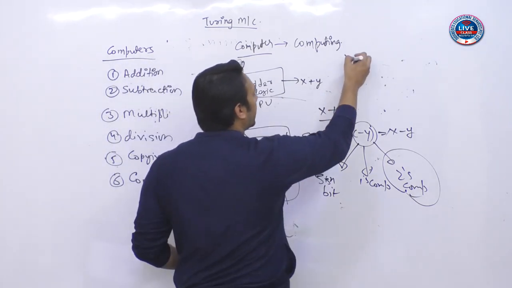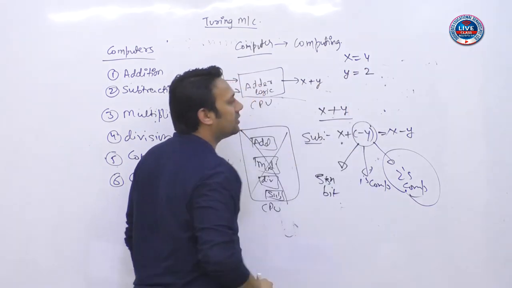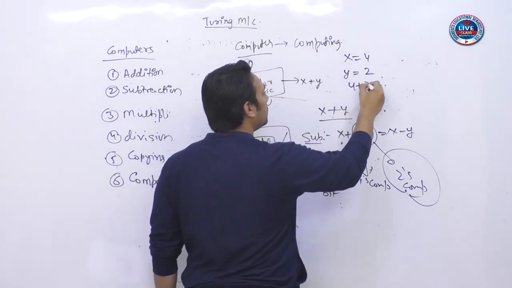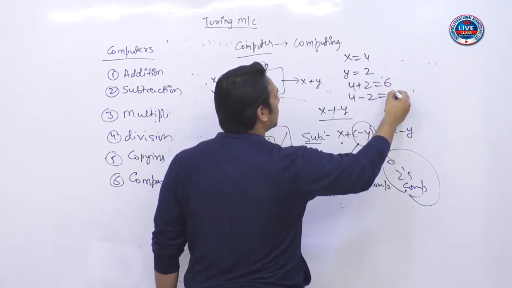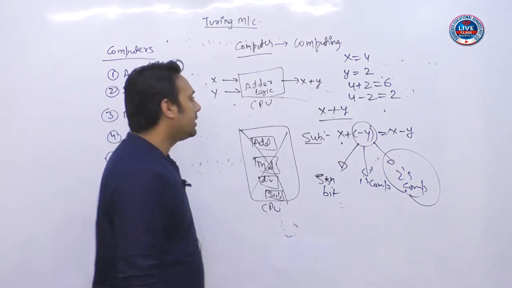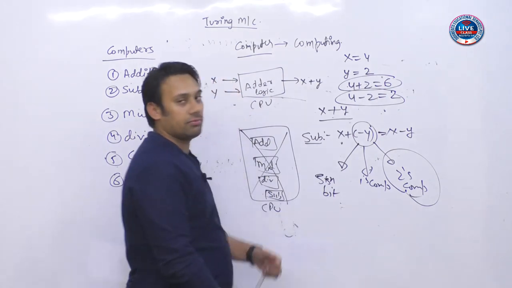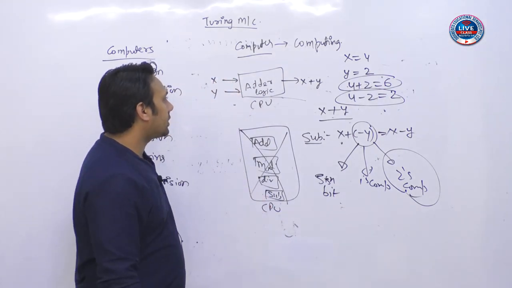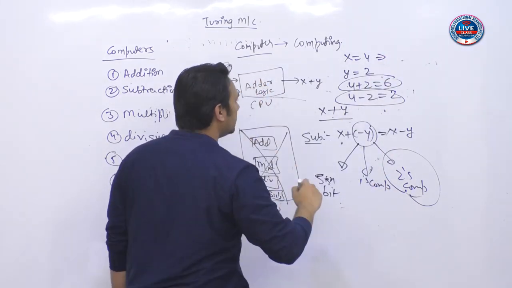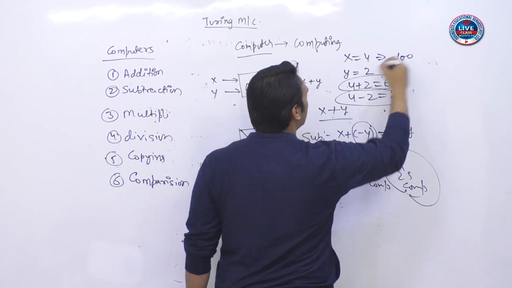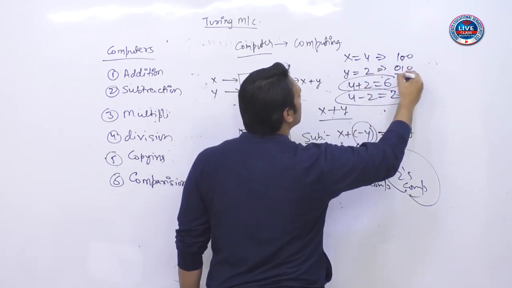So let us suppose we have a number x which is 4, and we have a number y which is 2. Okay, if I do 4 plus 2, the result should be 6. If I do 4 minus 2, the result should be 2. Okay, now what I can do is represent this 4 and this 2 in binary. So let us assume that 4 can be represented as 100, and this 2 can be represented as 010. This is your 2.